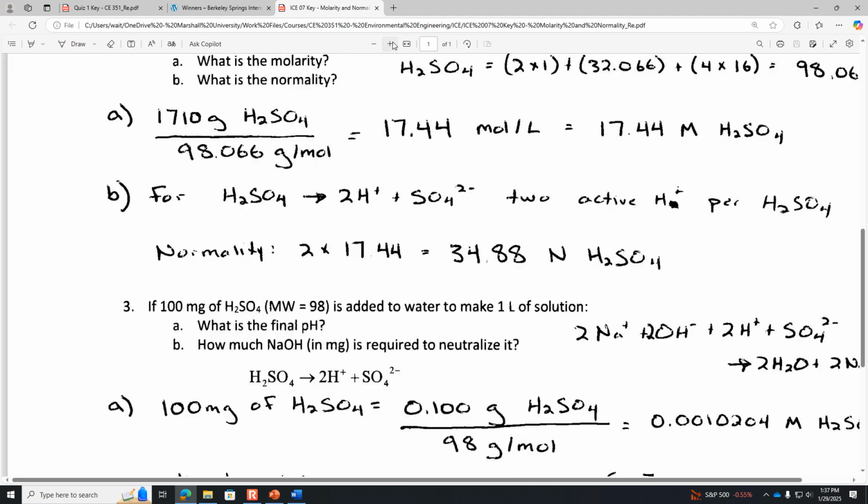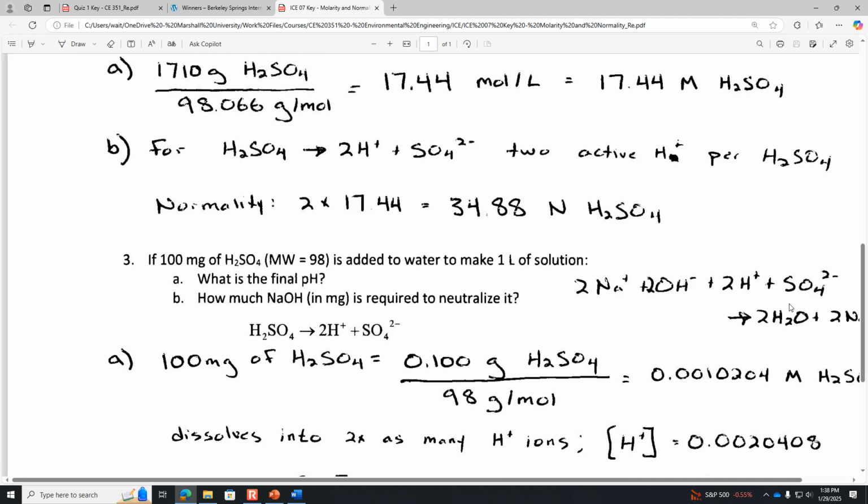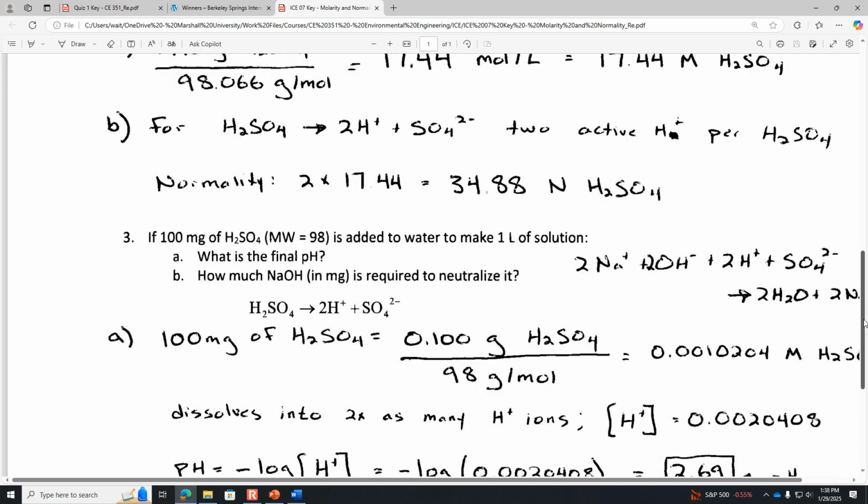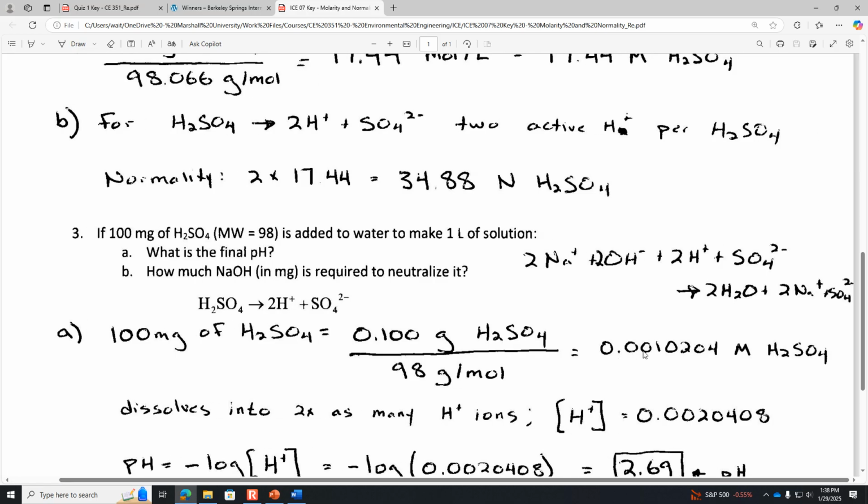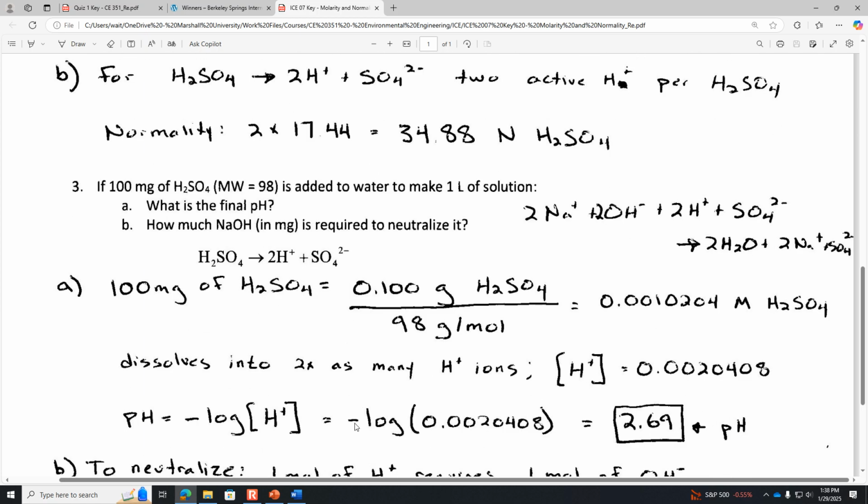Okay, so here's what happens if we dissolve 100 milligrams of H2SO4 in enough water to make a liter of solution. That is 0.00102 molarity. And then since you get twice as many hydrogen ions, the concentration of hydrogen ion is 0.00204. If we put that into the log function and multiply it by -1, then the pH is going to be 2.69 for that solution. That's the final pH. Now we have to figure out how much sodium hydroxide would be required to neutralize it. And hint, it's not 100 milligrams.